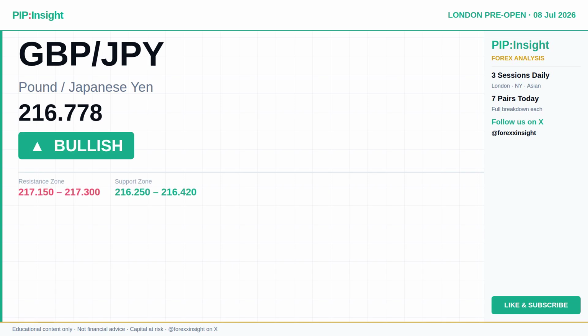Pound yen. The chart is showing bullish structure on this session. The 4-hour trend is to the upside. Resistance is marked between 217.15 and 217.3. Support is marked between 216.25 and 216.42. Here is the full chart breakdown.